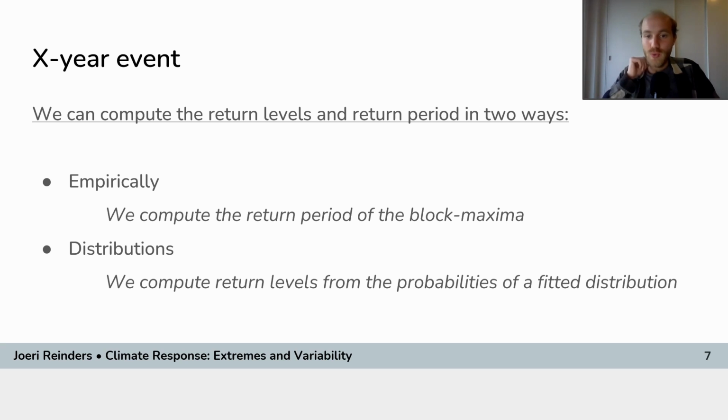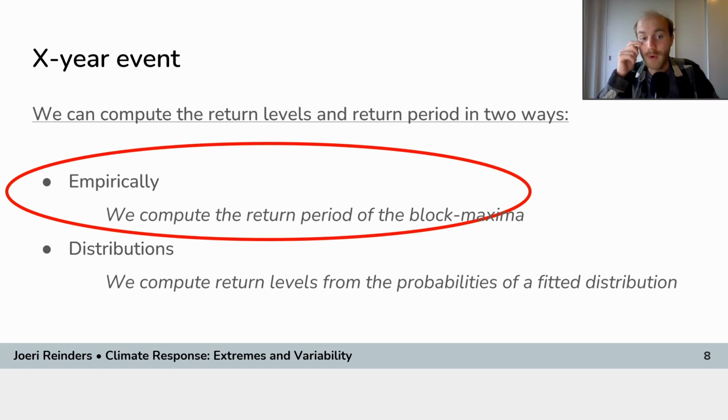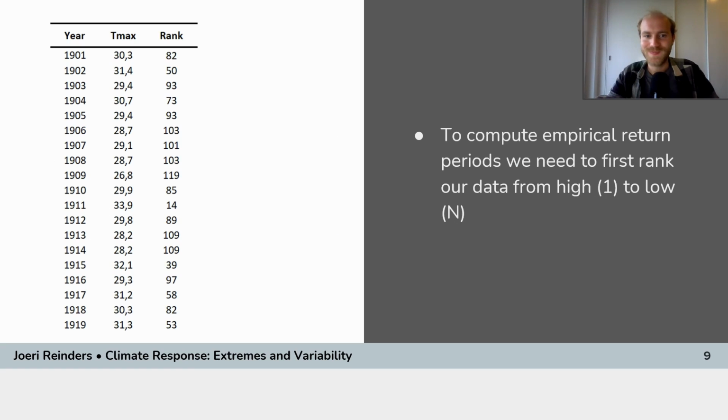Now, how can you compute these return periods? There are two main ways. You could do an empirical computation from the block maximum record that we had, or we could use the distributions that we already designed in our previous tutorial. For this first one, I'm going to introduce you to the empirical method. In a later tutorial, we'll talk about the distribution.